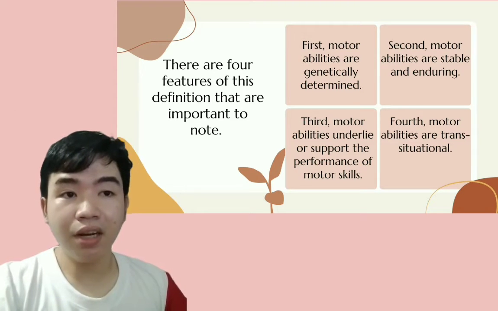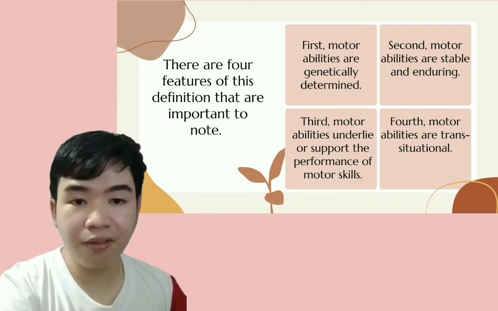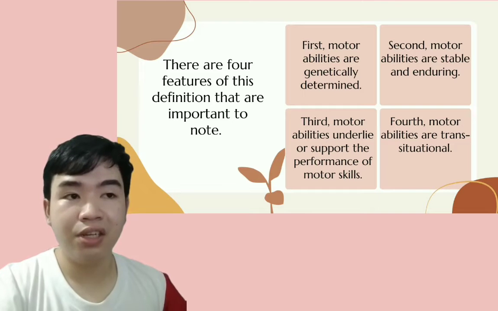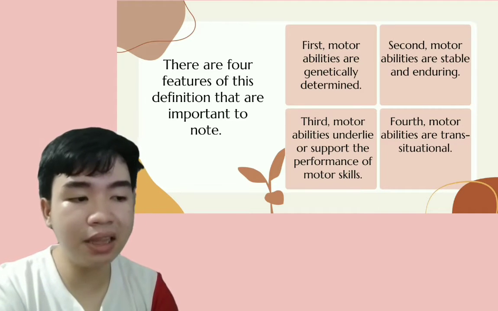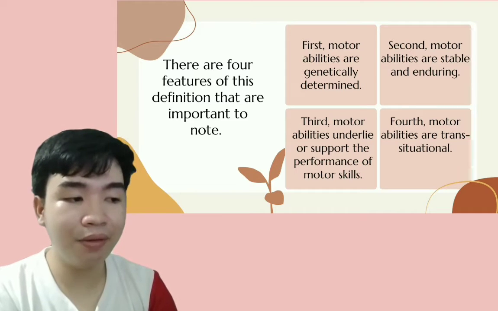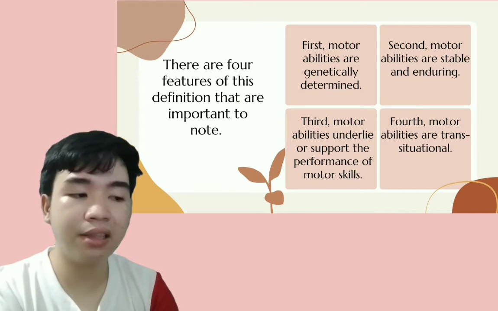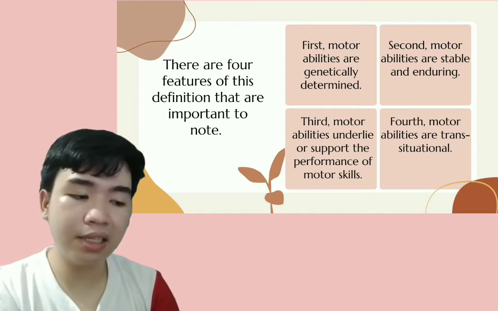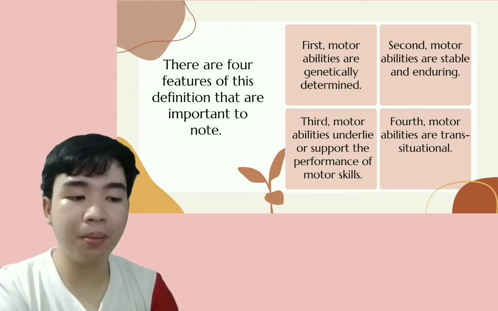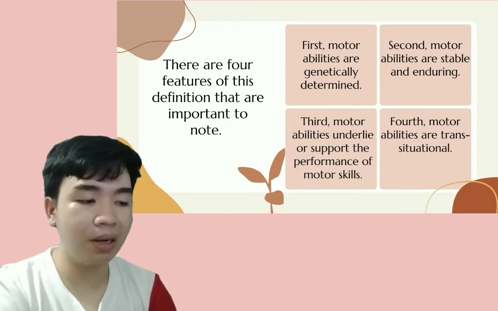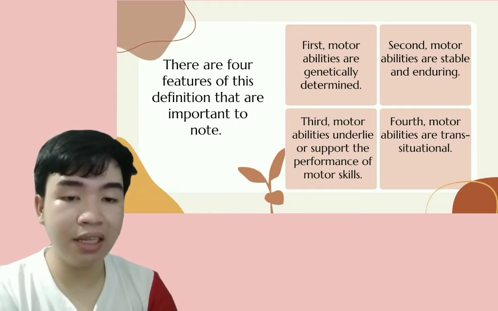So there are four features of this definition of motor abilities that are important to note. First, motor abilities are genetically determined. Second, motor abilities are stable and enduring. Third, motor abilities underlie or support the performance of motor skills. And fourth, motor abilities are transsituational.